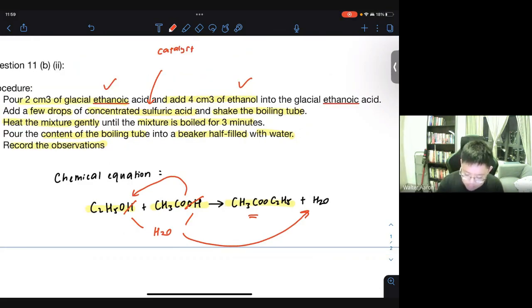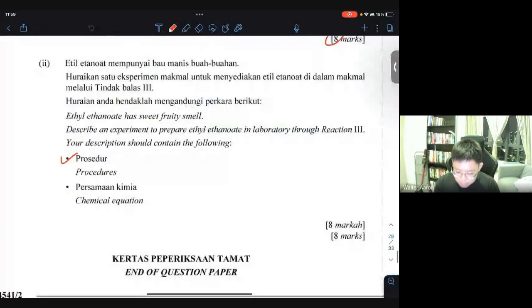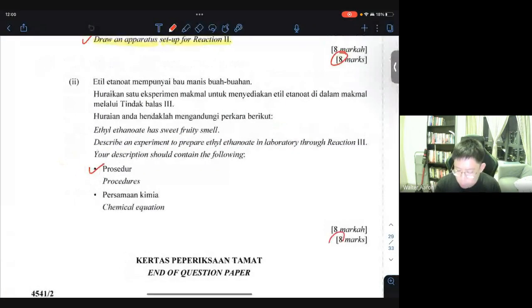Okay, so that's pretty much the explanation I can give you for this particular paper. I hope this particular paper and this discussion will be able to benefit you in certain ways to improve in your chemistry.